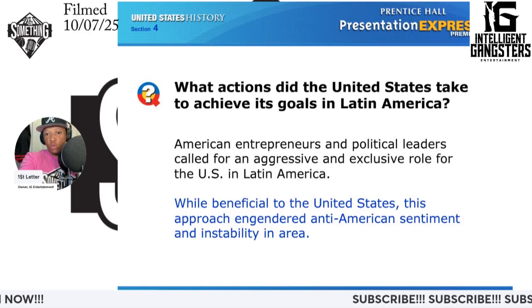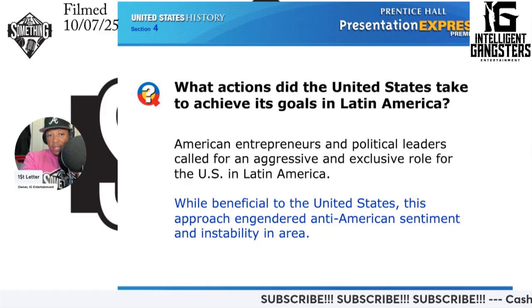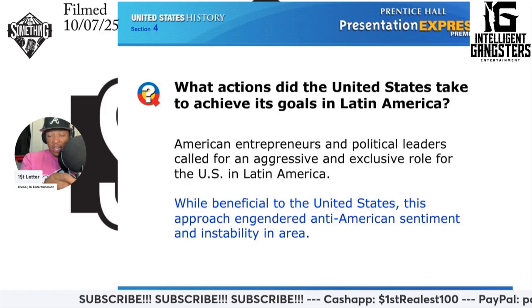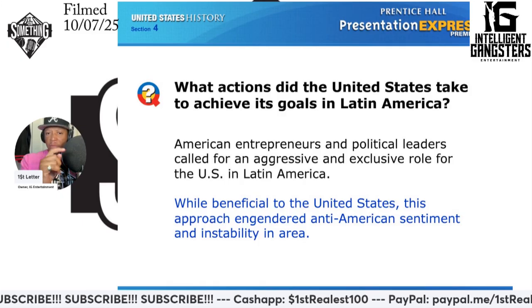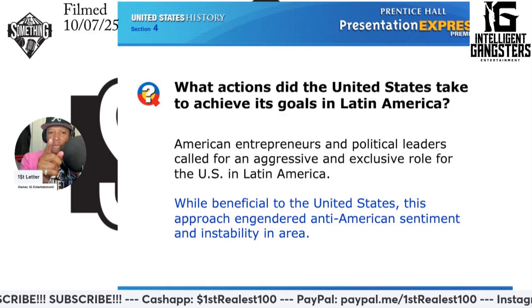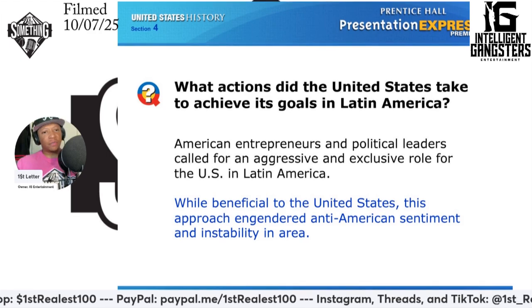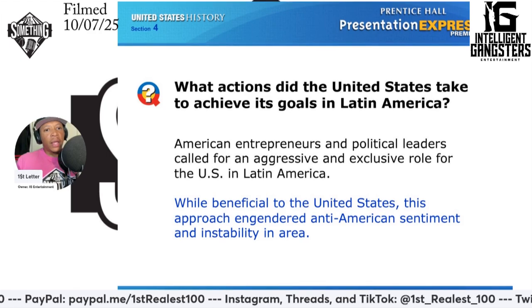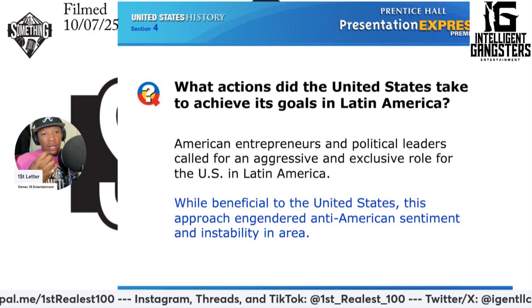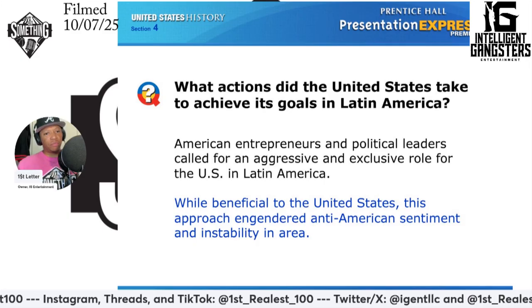And I want y'all to focus on this. Y'all see how it says while beneficial, these policies were beneficial to us, especially financially and militarily as well. But these policies made them not like us. And they contributed to Latin America being unstable.